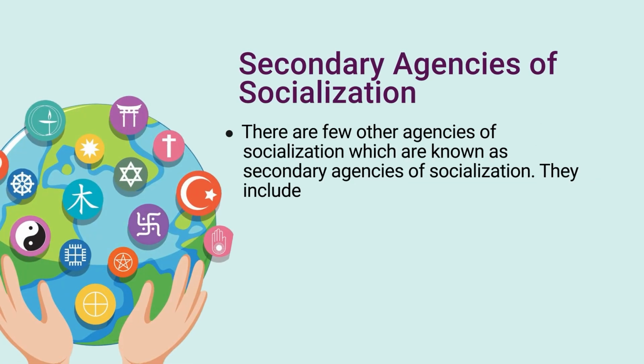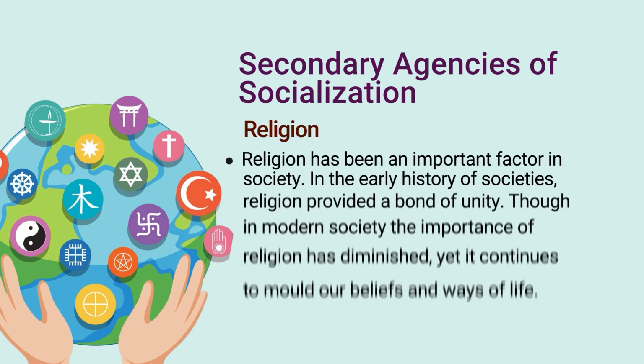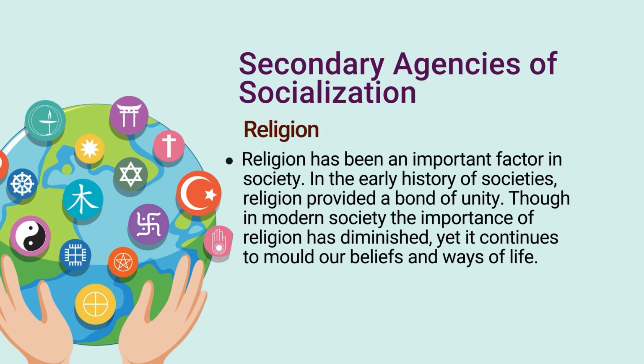Secondary agencies of socialization. There are a few other agencies of socialization which are known as secondary agencies of socialization. They include religion. Religion has been an important factor in society, especially in Indian society. We can say religion plays a very important role. It matters how the person socializes.